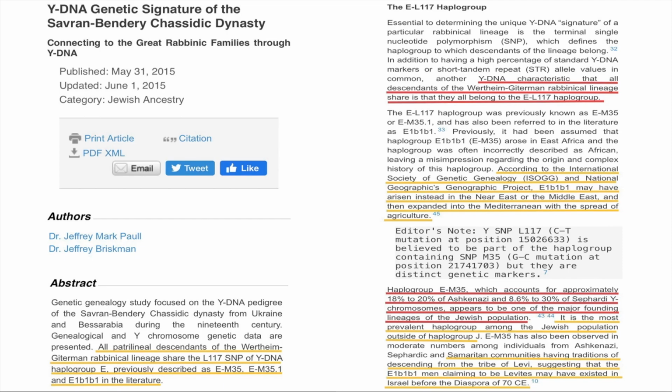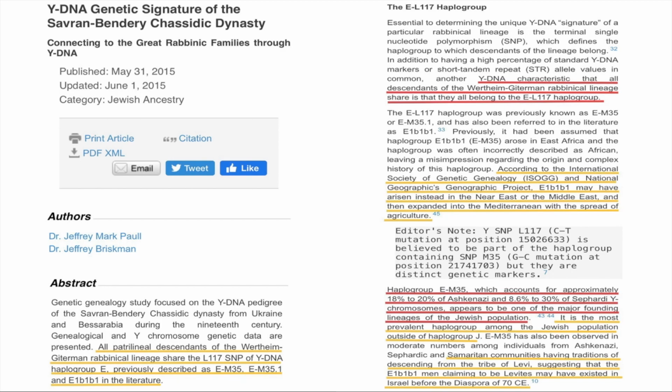And so, just doing further reading on various Jewish groups with haplogroup E: all paternal descendants of the Whitmire Gitterman rabbinical lineage share the L117 SNP of Y-DNA haplogroup E, previously described as E-M35 and E1b1b1 in the literature.